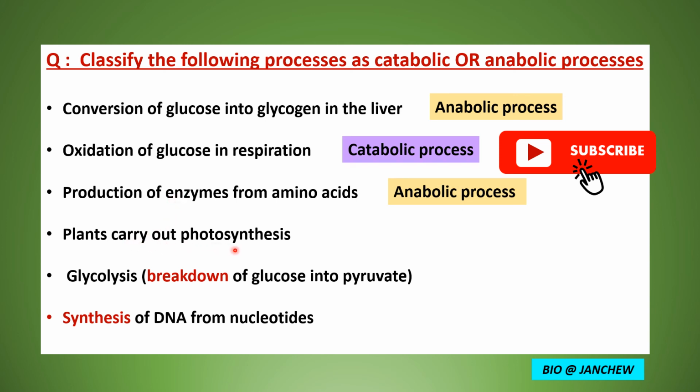Plants carry out photosynthesis. We studied just now that photosynthesis is the process of production of the complex organic compounds like glucose from the simpler substances like carbon dioxide and water. So building up. So it is an anabolic process. Okay, now you try the last two yourself first, and then I'll give you the answer in a short while.